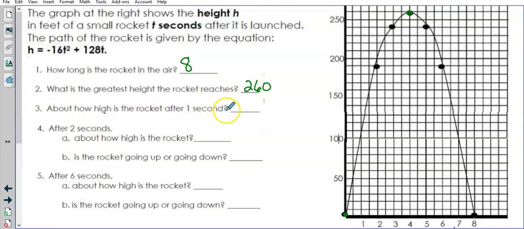How high is the rocket after 1 second? Okay, so what you do is you go down to the 1 right here, and then you just follow that up. It's at about 100. Is the rocket going up or down at 100? It is still going up. Okay, after 6 seconds, where is it? So 6 is right here, so I just follow that up here, and that would be 190. And at that point, it's reached its turning point, and it's coming back down.